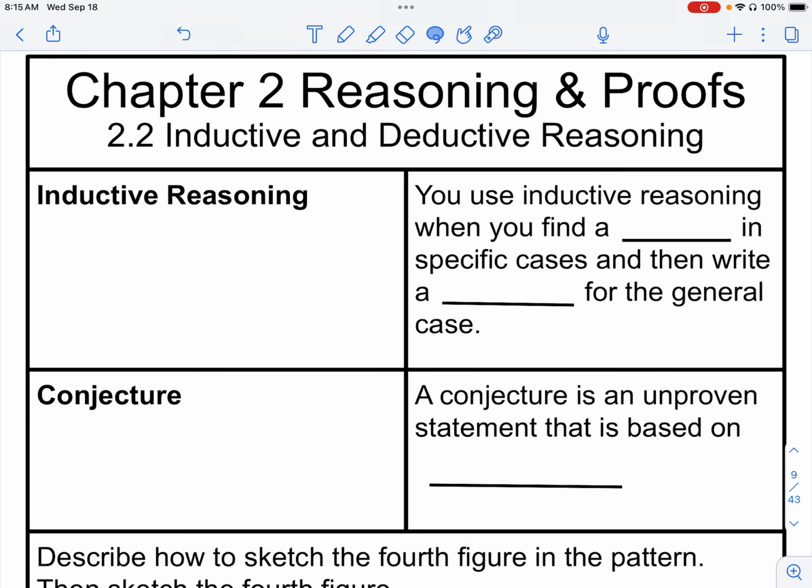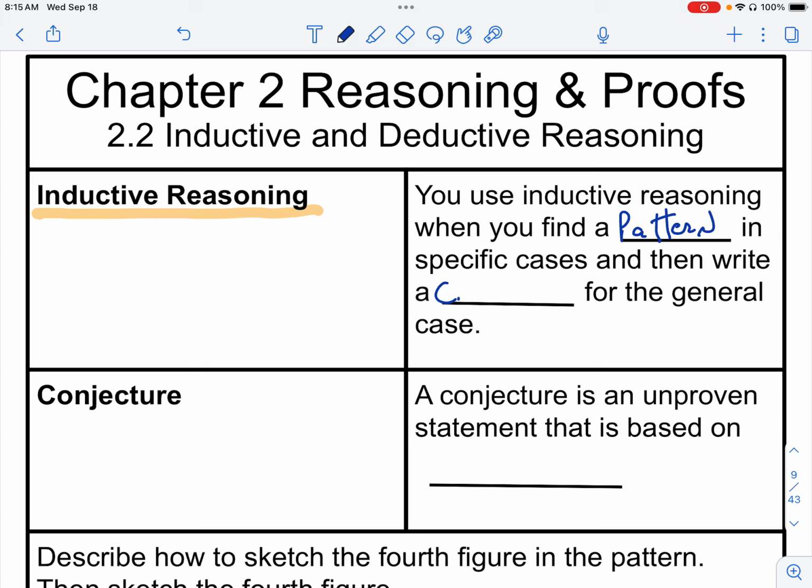Today we're going to talk about inductive and deductive reasoning. Starting off with inductive reasoning. Inductive reasoning is when we find a pattern. We see 1, 2, 3, 4, 5. What's the next two numbers? 6, 7. Okay, so we're going to look for a pattern.